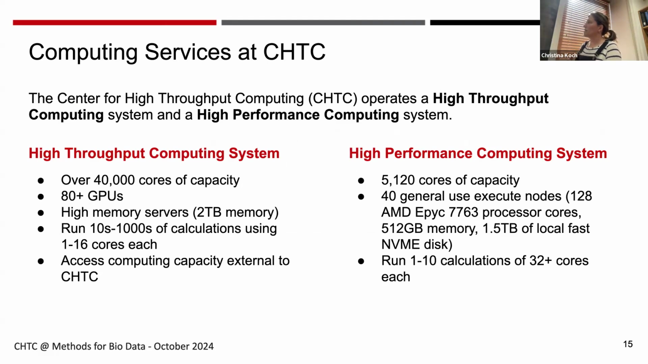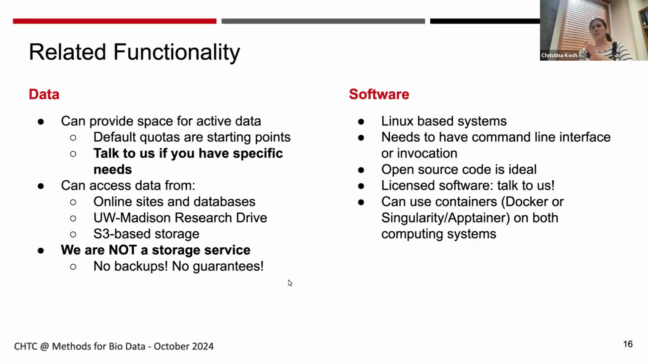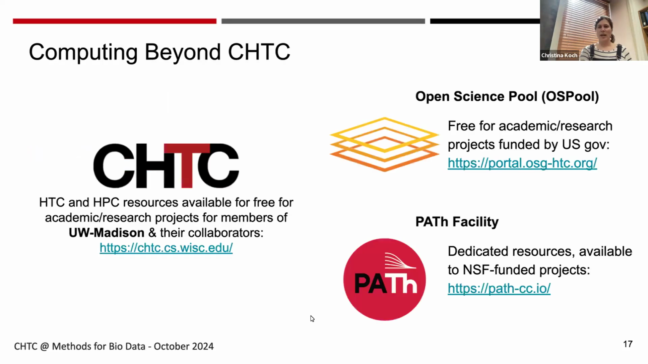But this is part of what we do: we run these big computing systems with lots of computers. Besides the high throughput system, we have a high performance system, which is for code that's optimized in different ways. We can provide space for your data. We can handle your software. So we are at least trying to be one place that you can use as a home for your research computing workflow that has all these computers.